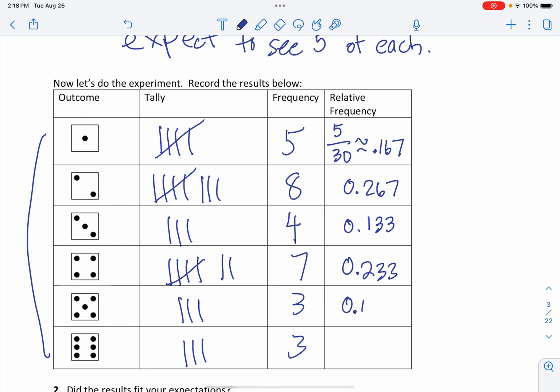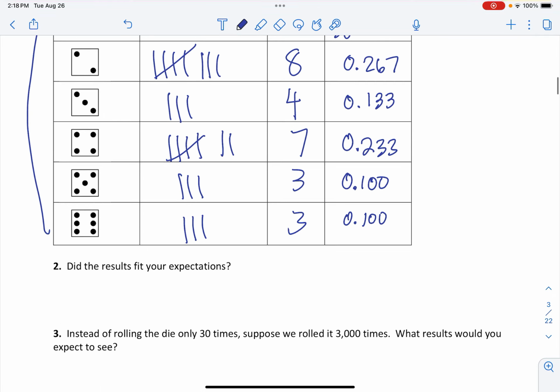So as we can see, we're a little bit off of what we would expect. Right? We expected to get 5 of each. Only one of them had 5, right? 0.167. But they're all pretty much varying around that. And we only did it 30 times. Now, do the results fit our expectation? Somewhat, maybe even not really for this one.